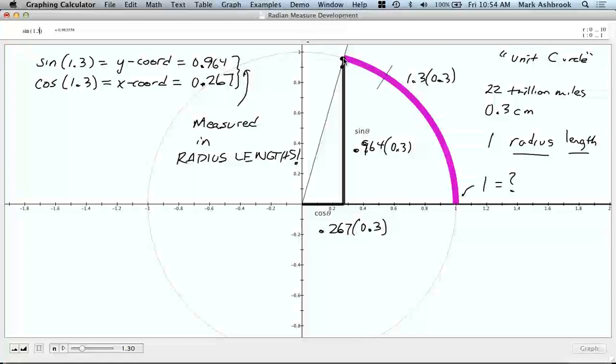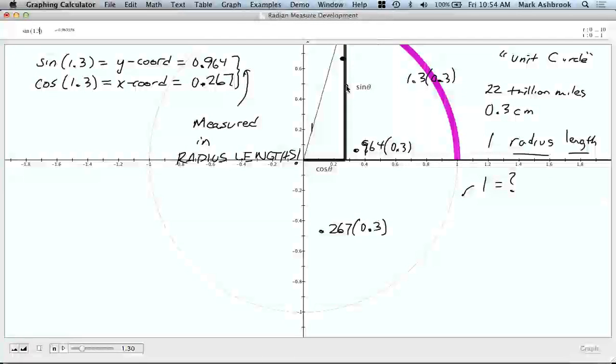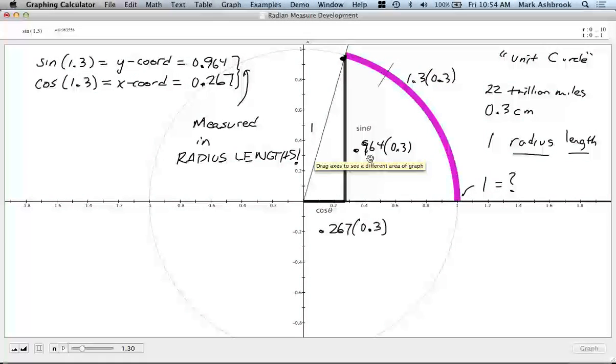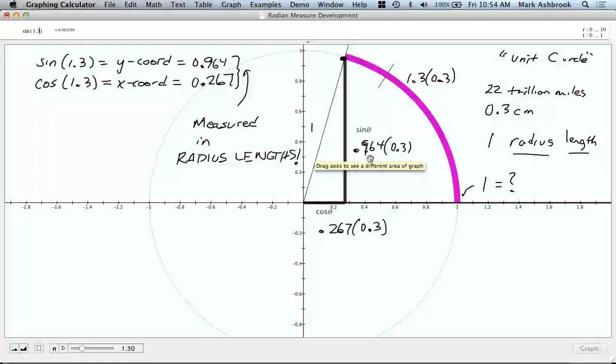Okay, so what is the length of this hypotenuse of this triangle? Well, theoretically it should equal 1. It is 1. It's 1 radius length, right? Okay, yeah, it's 1. And so by the Pythagorean theorem, the Pythagorean identity is that the cosine squared plus the sine squared equals 1 squared.